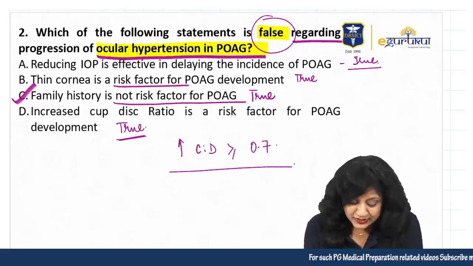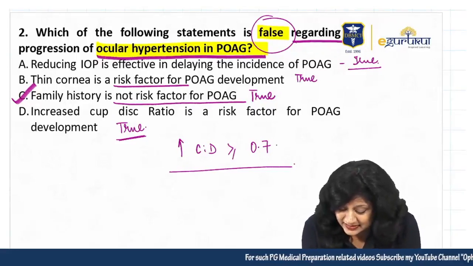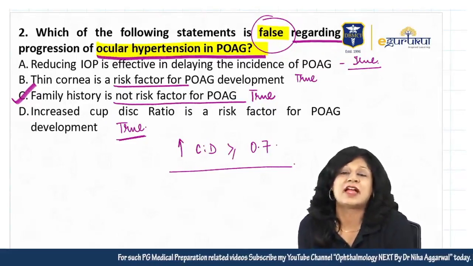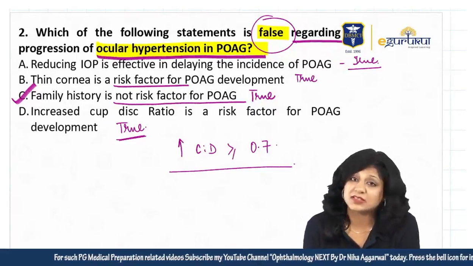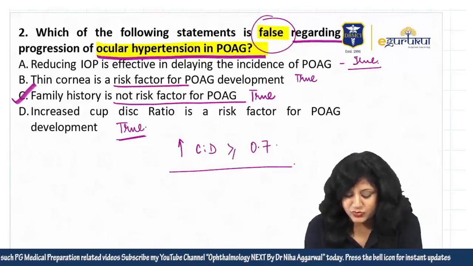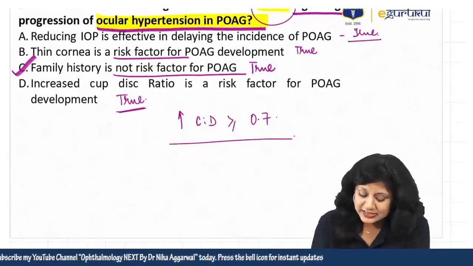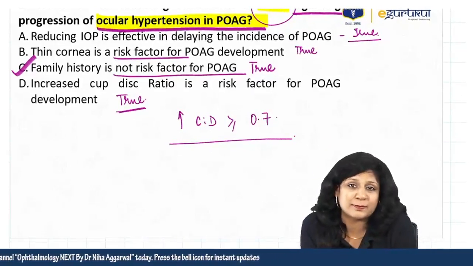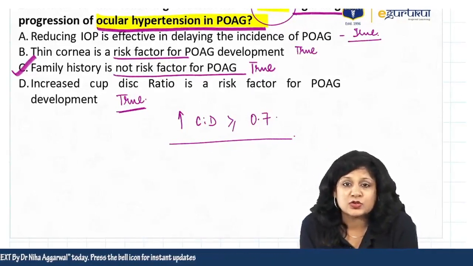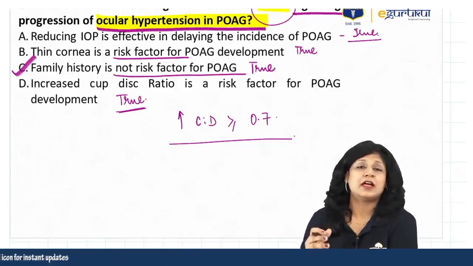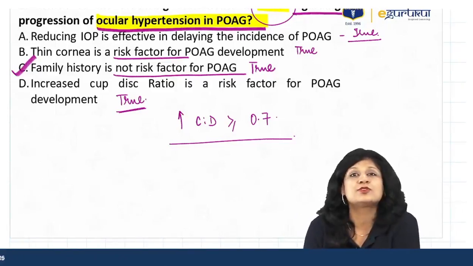So reducing IOP is effective in delaying the incidence of POAG. Definitely true. Thin cornea is a risk factor for POAG development. This is true. Family history is not a risk factor for POAG. And increased CD ratio is definitely a risk factor for POAG development. So I hope you got the idea and the approach to solve these questions, and in future we are expecting to get better options.